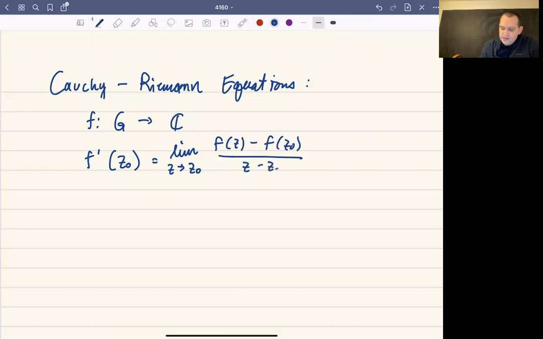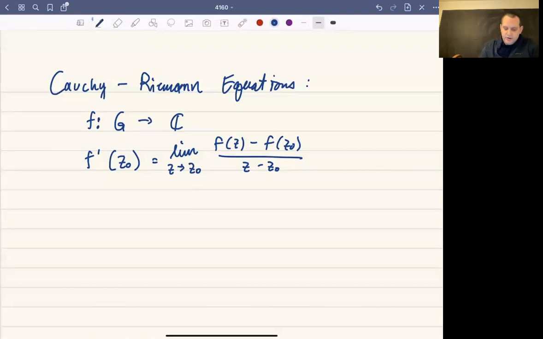In order for the limit to make sense, z naught has to be an accumulation point of the set G, but this is stuff that we've talked about anyway. So this is the derivative of a function at a point z naught, and this is what I mean when I say complex differentiability: this limit.